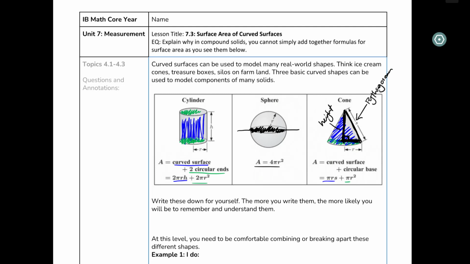So what I want you guys to do is take a moment to write these formulas down for yourself, because the more you write them, the more likely you will be to remember and understand them. I'm giving you space here below to do that. Now, at this level, you do need to be comfortable combining and breaking apart these different shapes. Let's see some ways that you can do that through some examples.